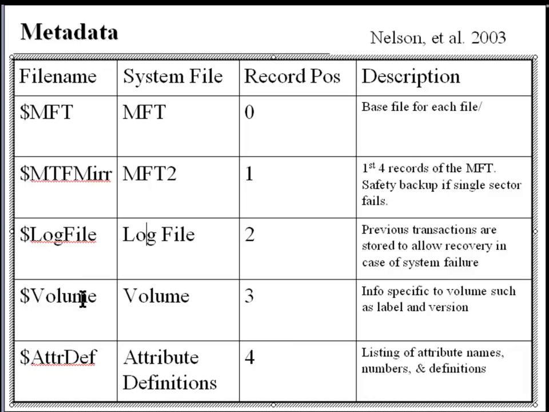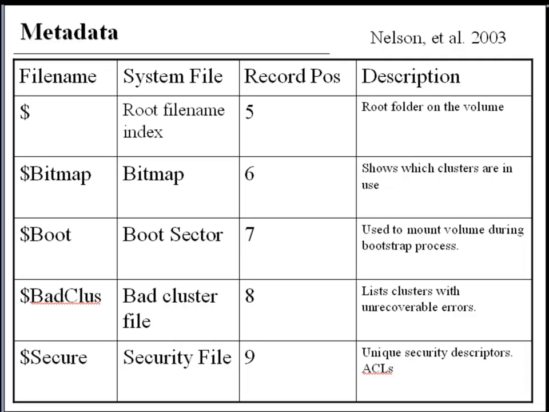Then you have the volume system file, which is information that's specific to the volume, such as the label and the version number. We had the attribute definitions in the 5th record position, which lists attribute names, numbers, and definitions. Then you have the root file name index, which is at position 6. I know this says 5, but if we're starting with 0, that would be 6, which is the root folder on the volume. And we have the bitmap, which shows which clusters are in use.